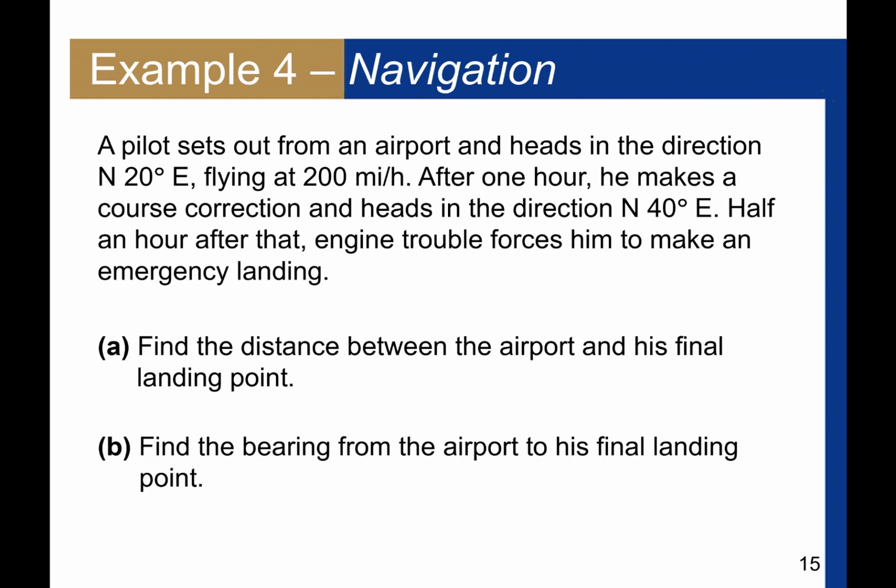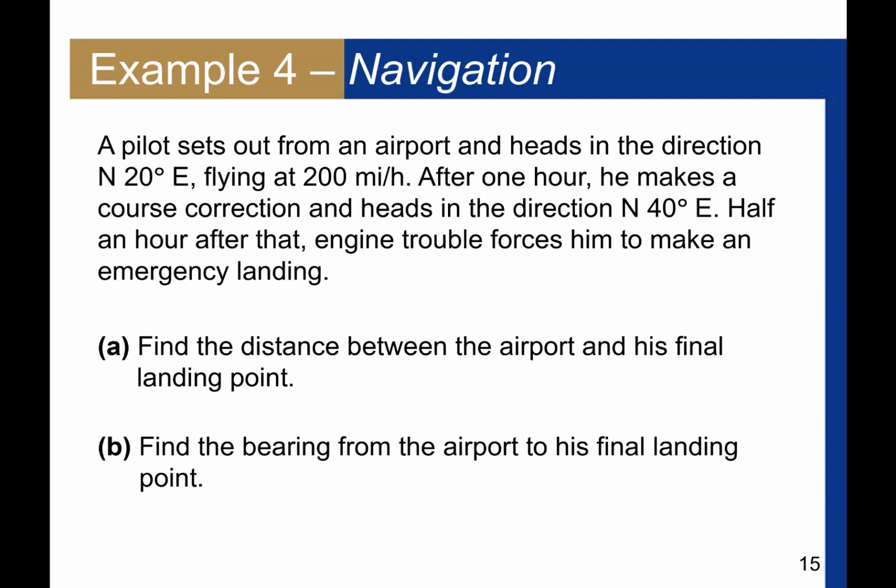So let's take a look at this. Pilot sets out from an airport and heads in a bearing. Here we've got a direction of north 20 degrees east. So not heading due north, heading a little bit to the east of directly north. Zipping along at 200 miles an hour. After 1 hour, he makes a course correction. It'd be nice to land at the airport. Adjusts his direction to north 40 degrees east. Uh-oh. Half an hour after that, engine trouble forces him to make an emergency landing.